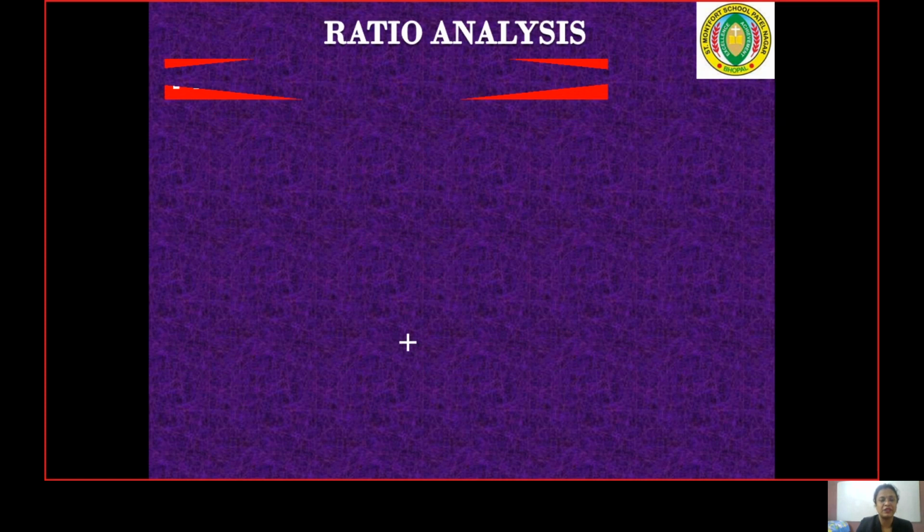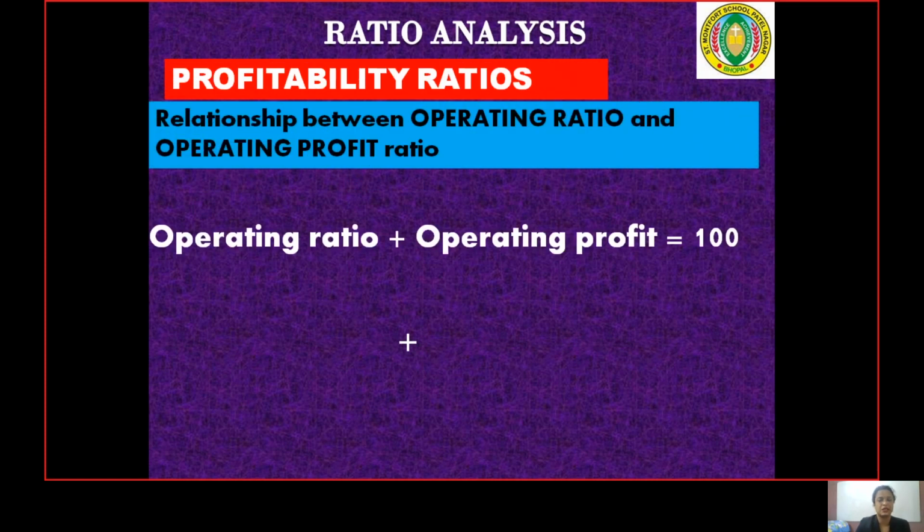So the next very important thing that we need to discuss here is the relationship between the operating ratio and the operating profit ratio. So see, the cost of a thing plus the profit is the thing which makes the sales. Hence it's been equated like this. The cost, we can say, is the operating ratio. Then the profit, originally, is the operating profit.